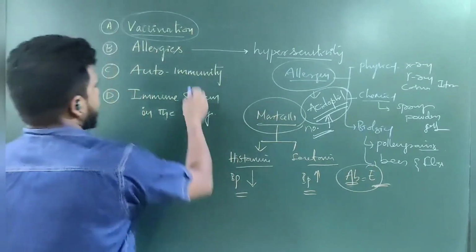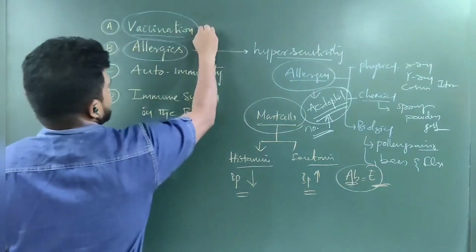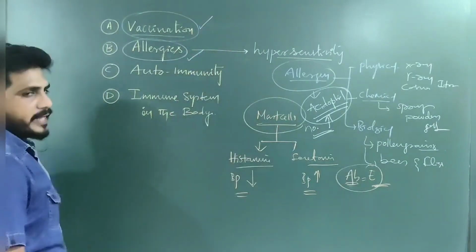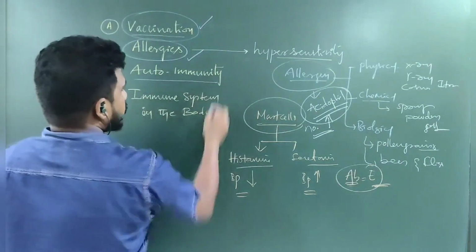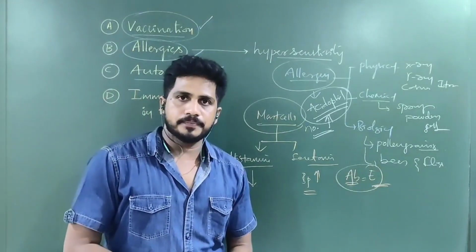So this is the second one, that we have discussed: vaccination and allergies. Third one is autoimmunity. Let us have a look.